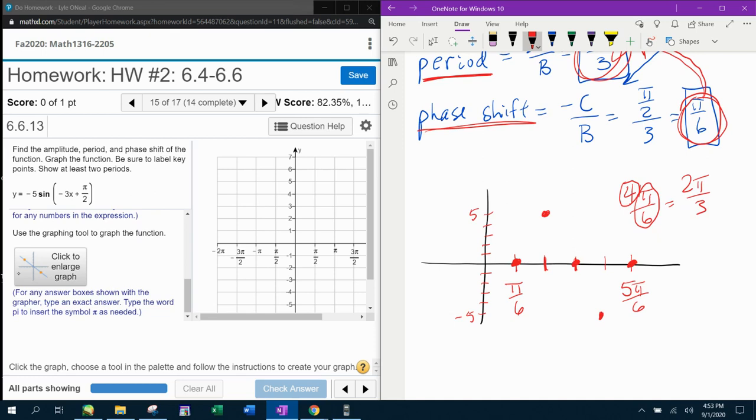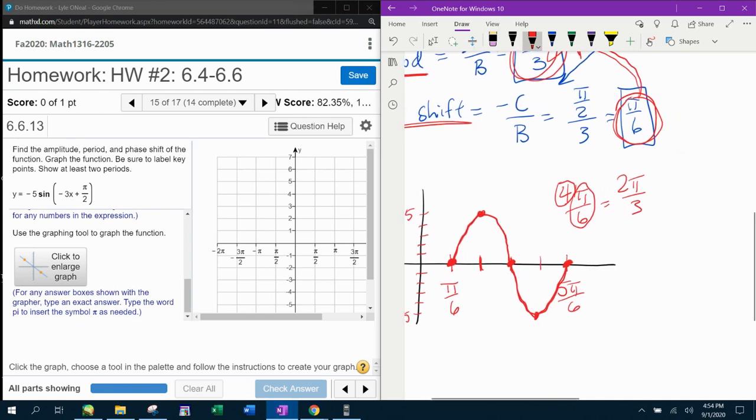Step number 6, connect the dots. Connect the dots. And that gets us our equation as a wave, and that is one period of the wave. Okay, so what if I need 2 periods?